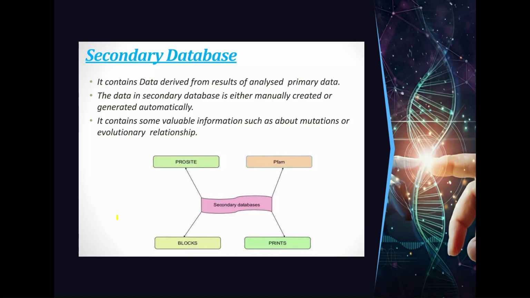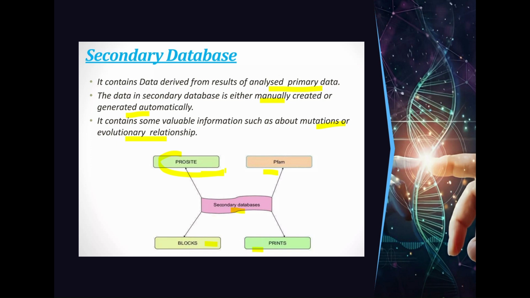These are the primary databases that we have discussed, which we get from raw material derived from the scientists and the experimental labs directly. Now comes the secondary databases. What are secondary databases? They contain data derived from the results of primary data. They are either created manually or generated automatically. Why are these important? Because they give us information about mutations and evolutionary relationships. Some examples of secondary databases are PROSITE, PFAM, BLOCKS, PRINTS.